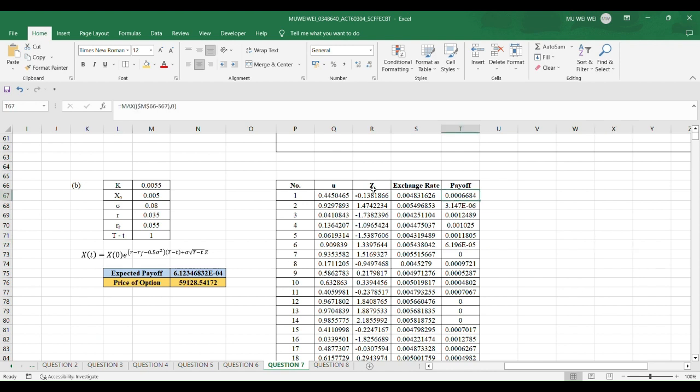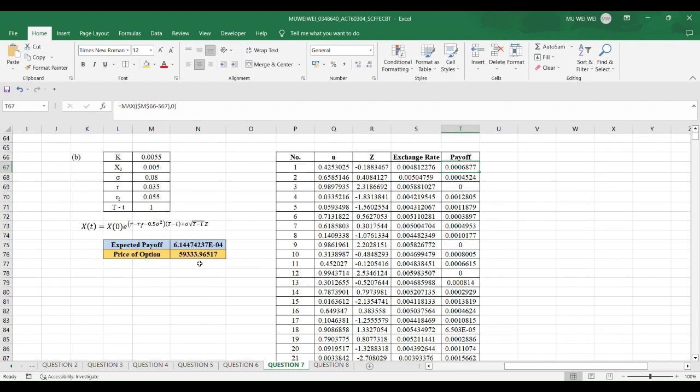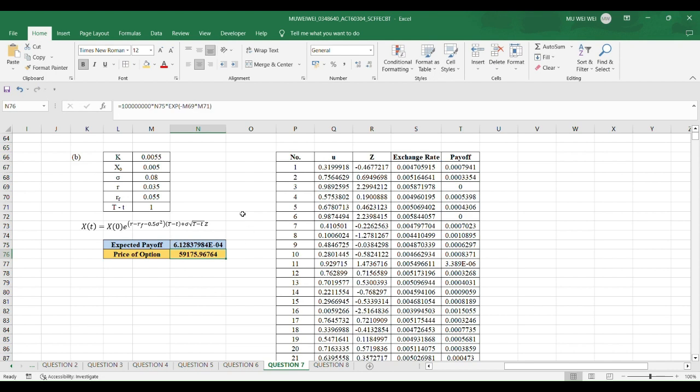So to get the payoff, since this is a put option, we use k minus xt, and we also use the max function to get the payoff. So for this one, it is k minus xt, the exchange rate. And we also only want the positive value, so that's why we use the max function. And then the expected payoff will just be the average of the payoff from the first payoff to the 100,000 payoff. So the expected payoff would be this value right here.